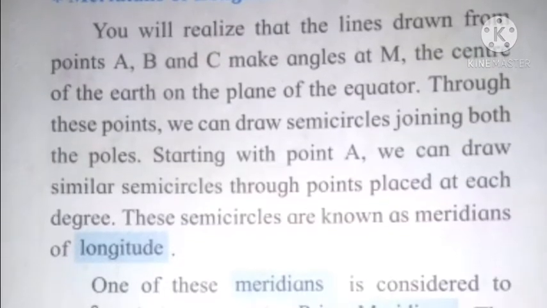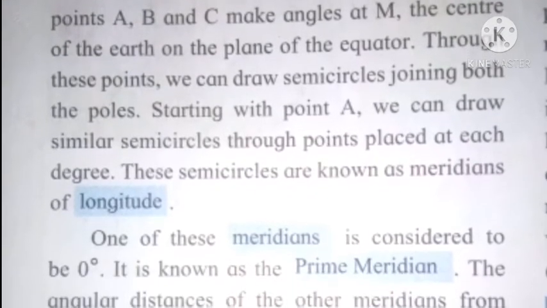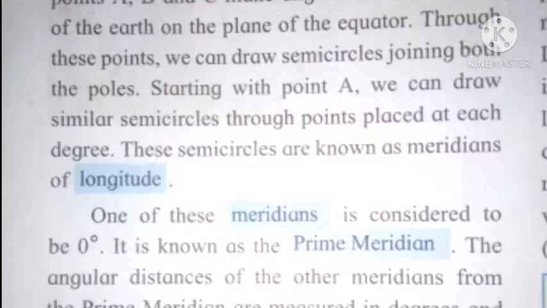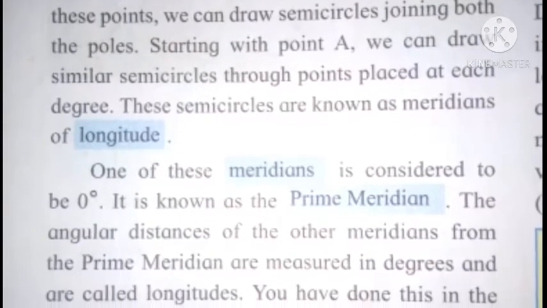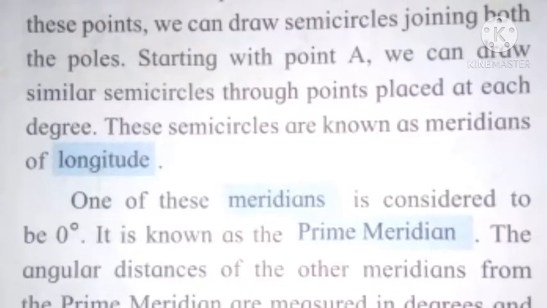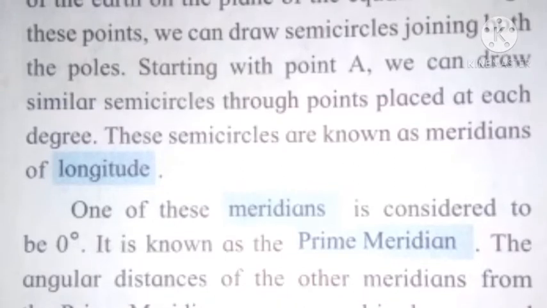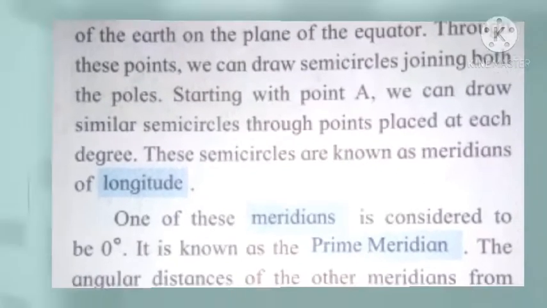You will realize that lines drawn from points A, B and C make angles at M, the center of the earth, on the plane of the equator. Through these points, we can draw semicircles joining both the poles. Starting with point A, we can draw similar semicircles through points placed at each degree. These semicircles are known as meridians of longitudes.